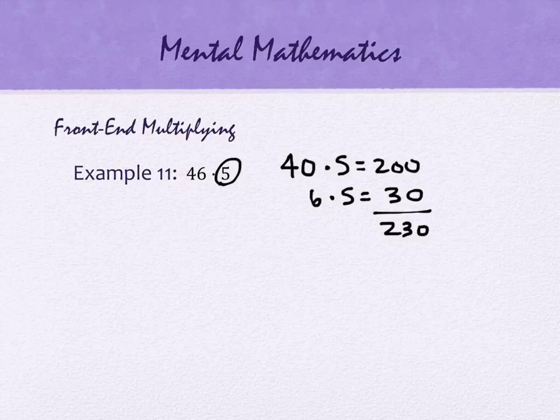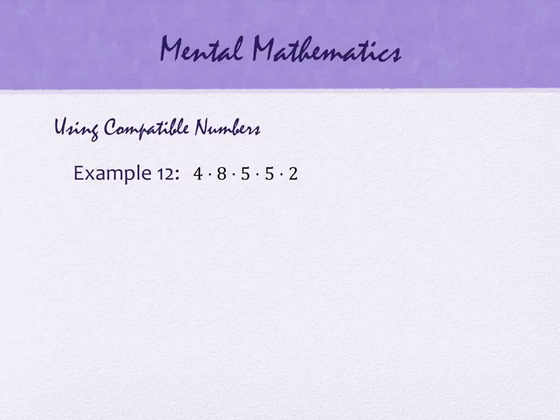All right, and I should make mention too, there's nothing special about the fact that it's 46, as in it's a 2-digit number. You could do it with a 3-digit number or 4-digit number. But generally speaking, this works best when one of the factors you're multiplying is a 1-digit number.